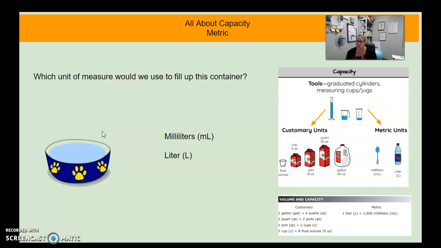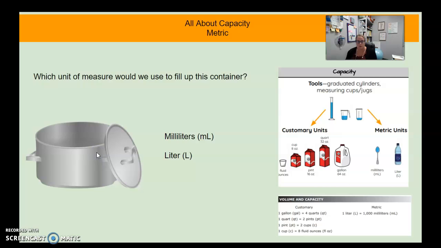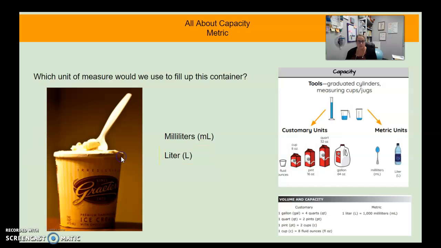Alright, what about my dog's bowl? Now again, it depends on the size of the bowl. But I think for the most part, I'm going to use liters. And for my pot to cook everything in, that's right, I'm going to use liters.